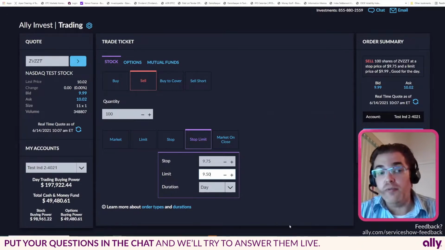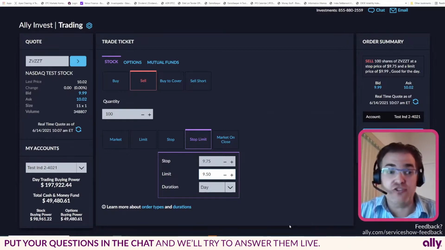Now let's look at a more extreme example. Let's say that particular stock had some bad news in the morning, and let's say it opened up at $8. Your stop is going to trigger at 9.75. It's underneath 9.50. You're not going to be filled on that order. It triggered. That stock's going to have to go back up to 9.50 in order for you to actually get filled on the bid. The bid's going to have to be 9.50.